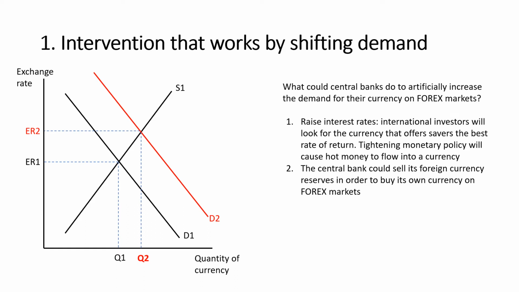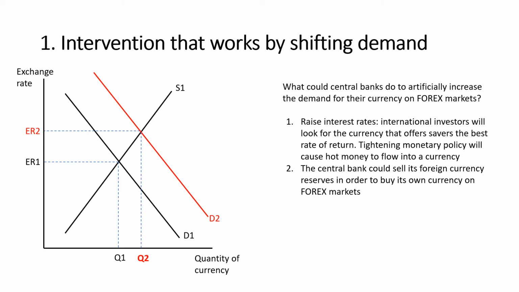This is beyond A-level economics, but it's always been something that I've been quite interested in. Where do central banks get their foreign currency reserves from? The answer is that they just get the Treasury to issue a foreign currency denominated government bond.